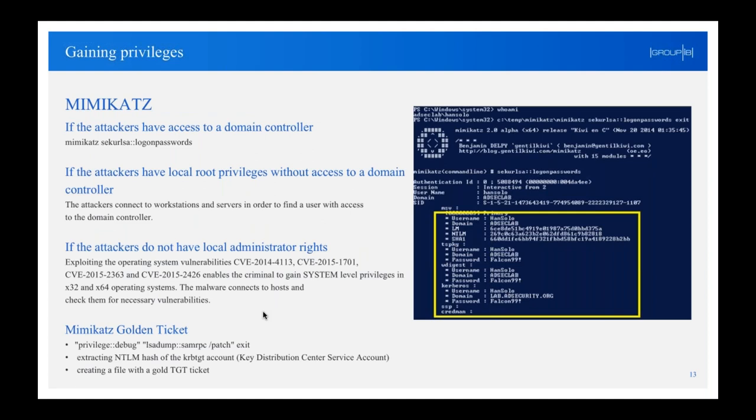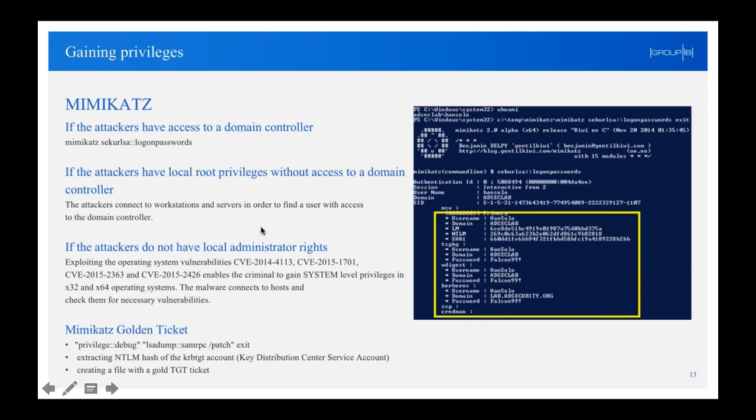Another methodology that they used to escalate privileges is to use Mimikatz. So if the attacker had local root privileges without access to the domain controller, the attackers actually connected to workstations and servers in order to find a user with access to the domain controller. If they had access to the domain controller, they could simply use Mimikatz to display every single user credential that was logged into the domain controller at that particular time. It was as easy as using that right there.